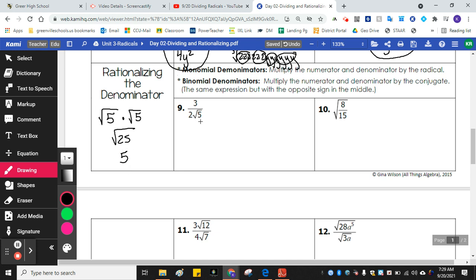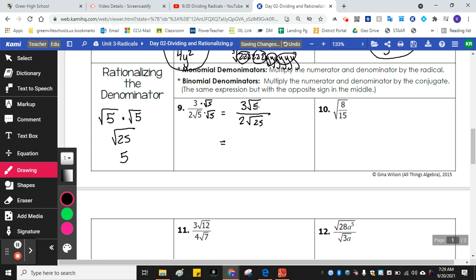But you can't just do that to the bottom. You also have to do that to the top. So I'm going to multiply the top and the bottom by the square root of 5. So on the top, you cannot multiply a number outside the radical and a number inside the radical, so it'll just say 3 square root of 5. And on the bottom, a number outside the radical, and then the 2 numbers inside the radical.